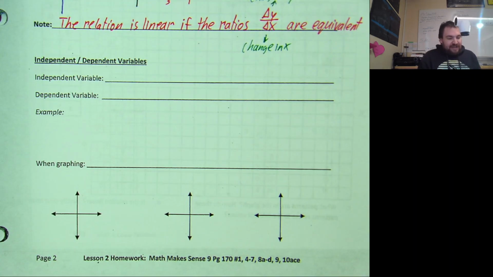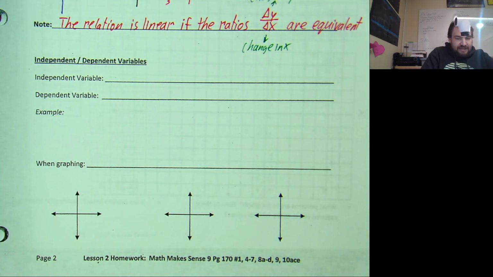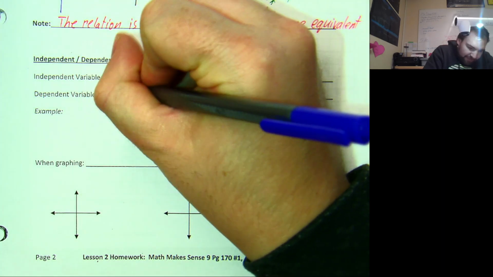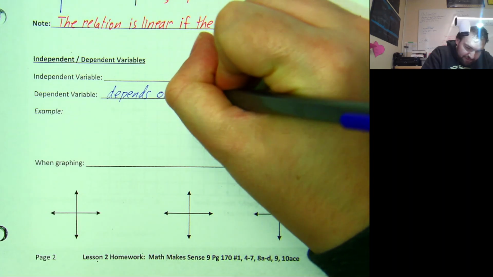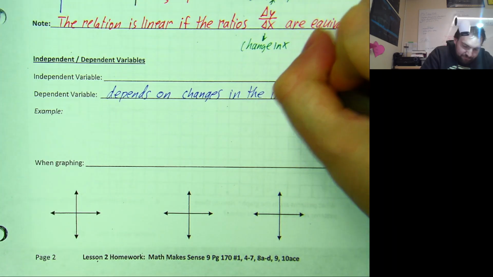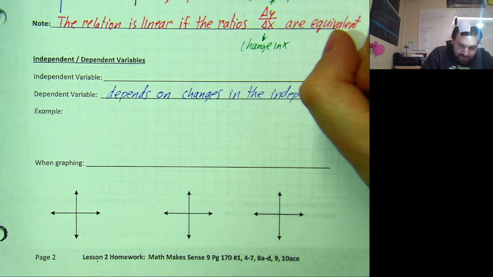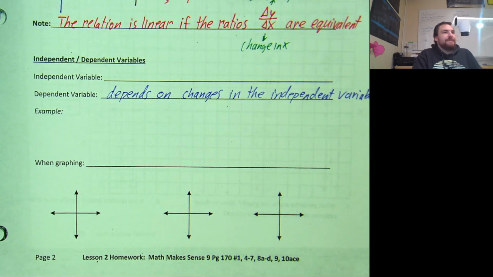So let's give these definitions here. We'll define the dependent variable first, because that's the one that makes the most sense to define. The dependent variable depends on changes in the independent variable. So the dependent variable is not allowed to be whatever it wants. The value for it is determined by whatever the independent variable is. The independent variable can be whatever you want it to be.